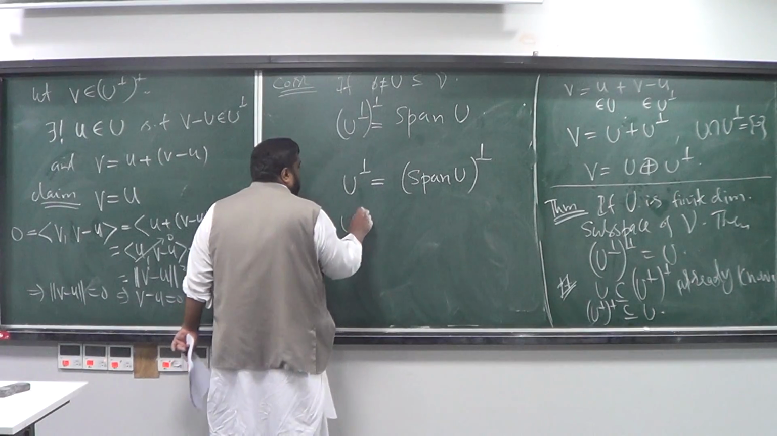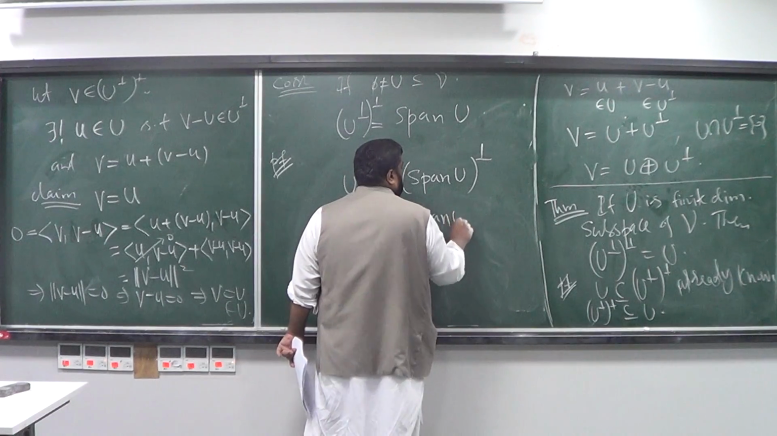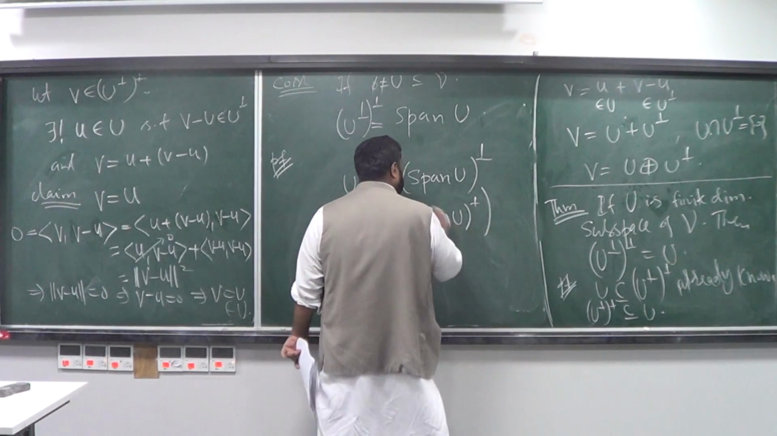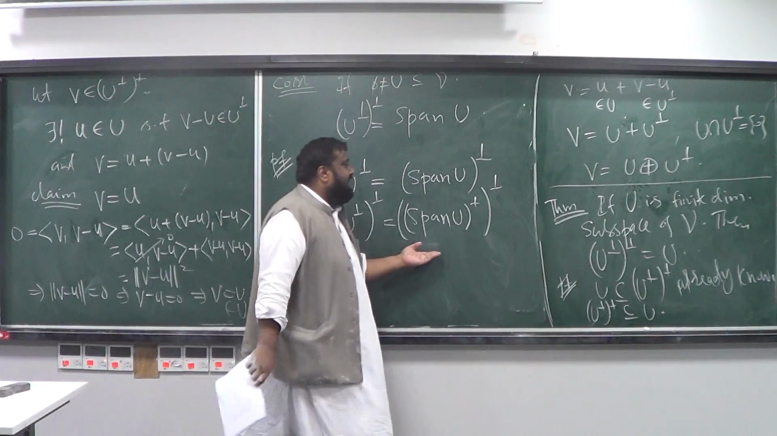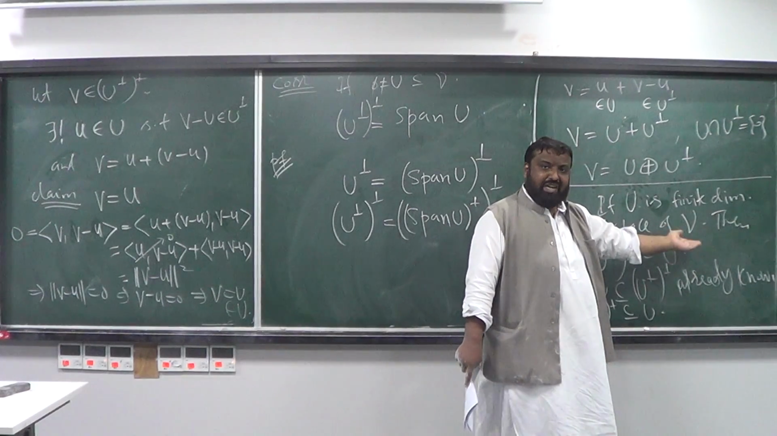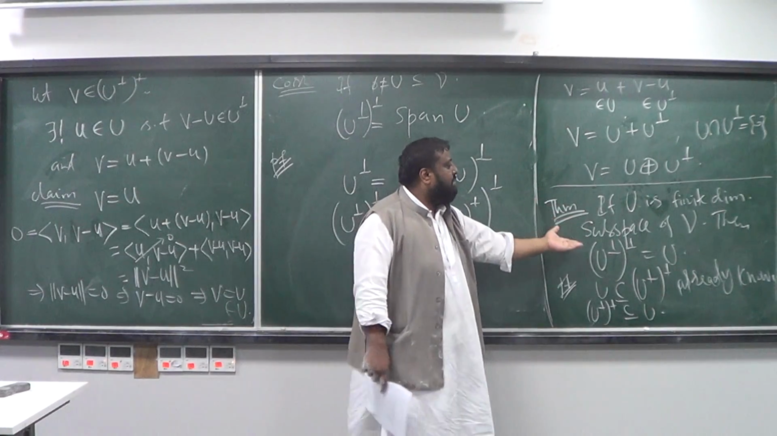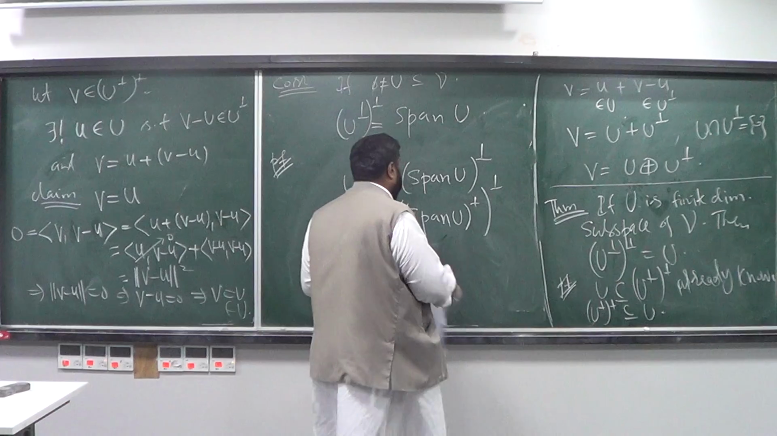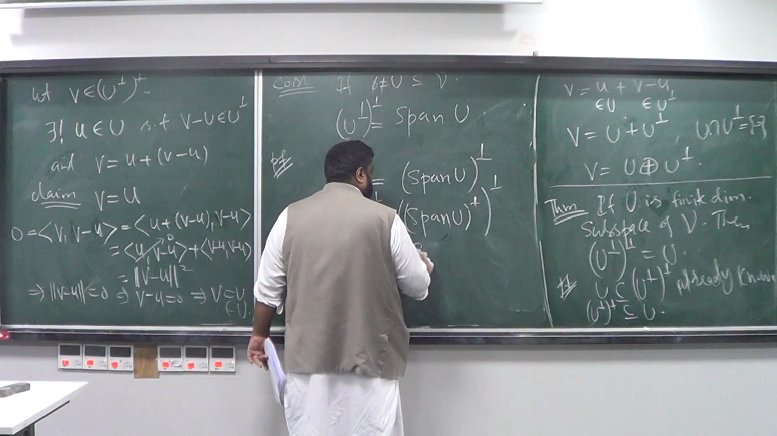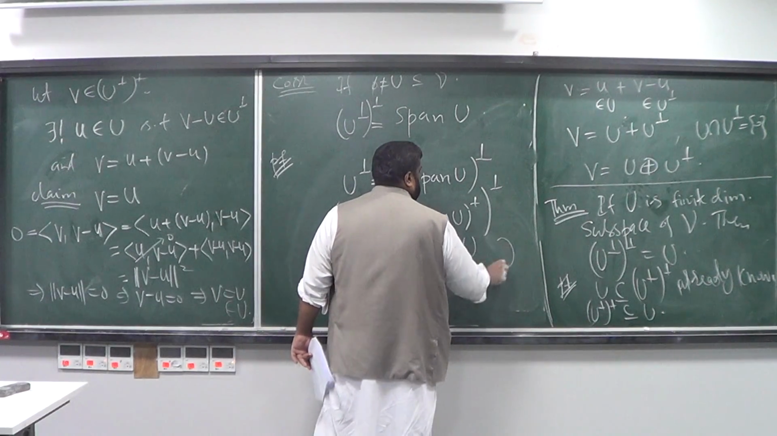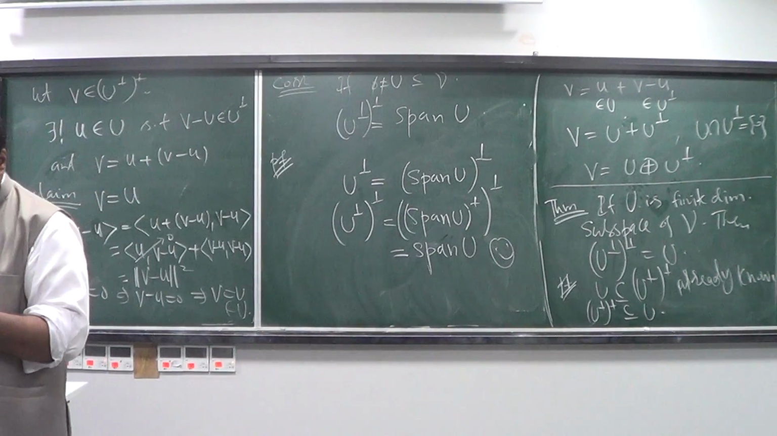Now if you take the perp on both sides, the perp of the span of U and its perp must both be equal. But the span of U is a finite dimensional subspace of V. For any subspace, I know that the perp of the perp is equal to itself. Therefore, the perp of the perp of the span of U is equal to the span of U. So this really proves the theorem.